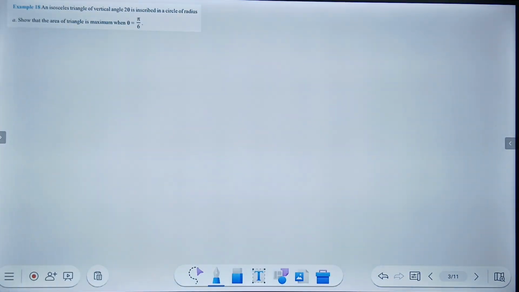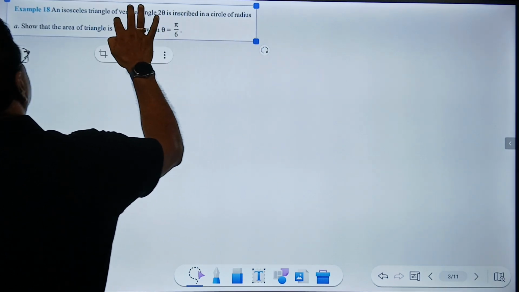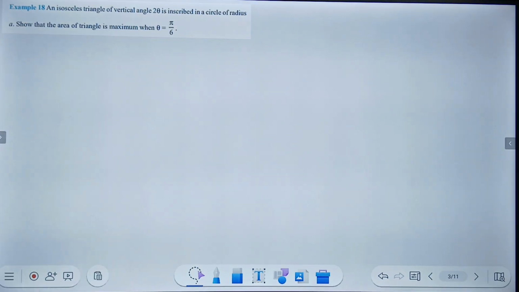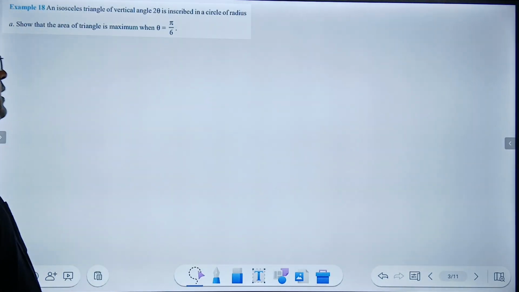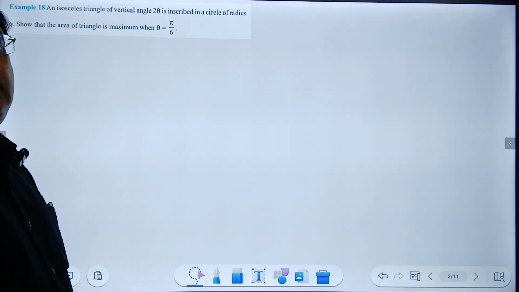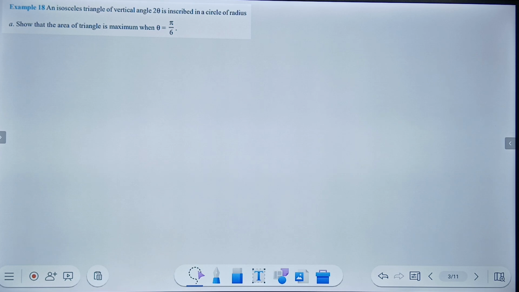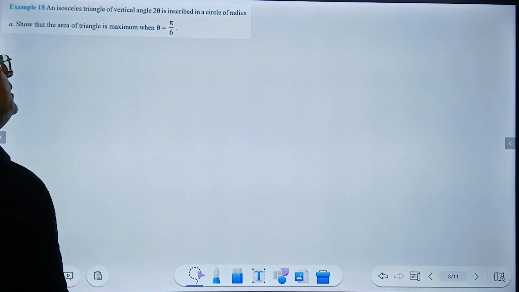Okay, let's go to the next question. This is slightly difficult. So we'll just have a look at it. An isosceles triangle of vertical angle 2 theta is inscribed in a circle of radius a. Show that the area of the triangle is maximum when theta is pi by 6. Okay, so let's see. An isosceles triangle is inscribed in a circle.